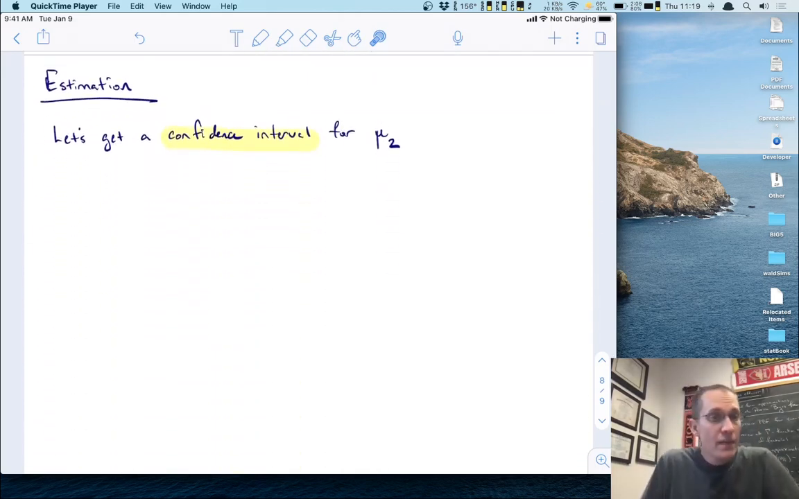So it's about time to end this lecture. We've gone on long enough, but I wouldn't want to stop without talking about how to do estimation. So let's talk about how to get a confidence interval. Let's pick one of the means. Let's pick mu2, the population mean for keyboard 2. How would we do that?